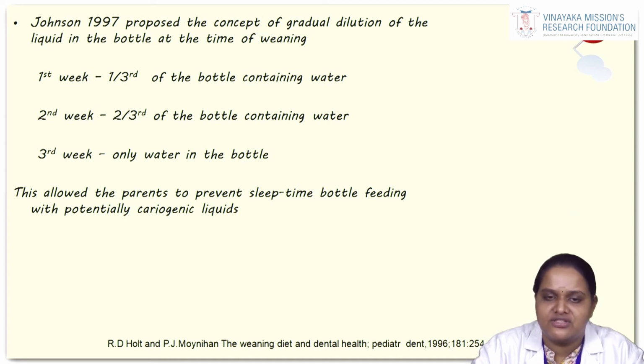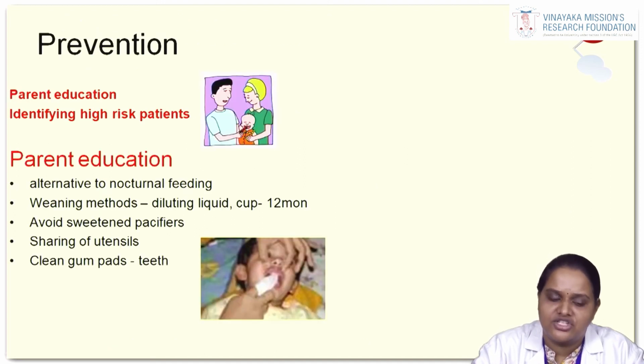This is given by Johnson in the year 1997, where full bottle feeding can be omitted if you follow this process. During the first week, 1/3 of the bottle is filled with water. During the second week, 2/3 of the bottle contains water, with the rest being milk. And in the third week, only water is used rather than milk, which is completely avoided for the child.